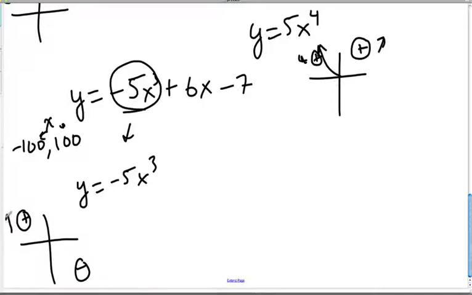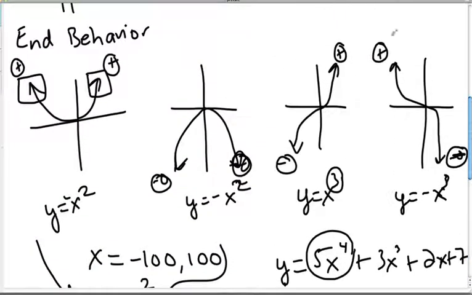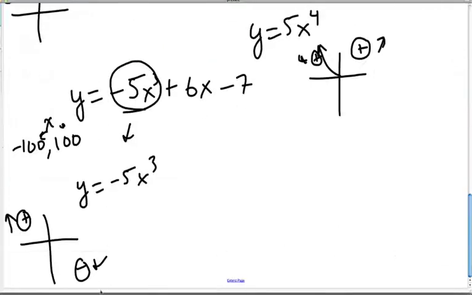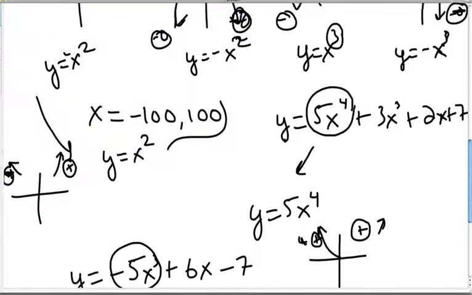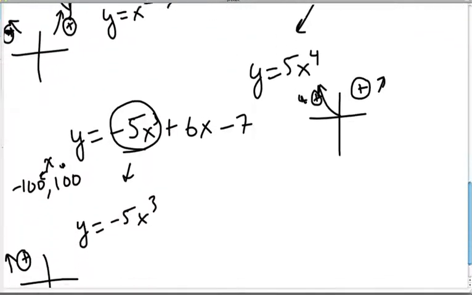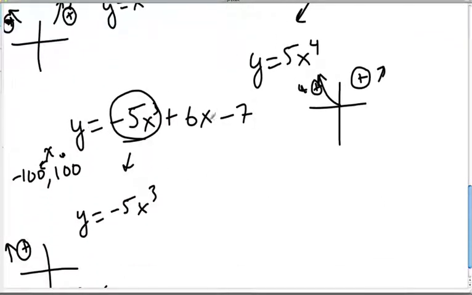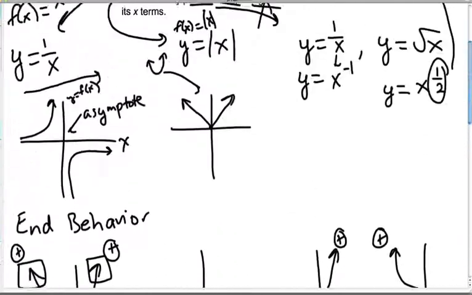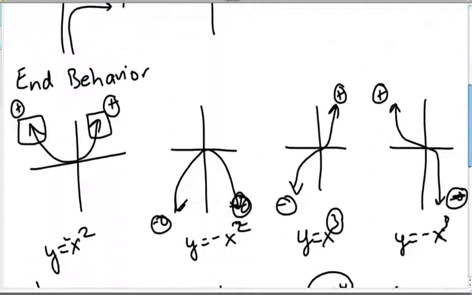So our end behavior kind of looks like this and this. It's opposite. But if you look back up here, negative x cubed: positive, negative, positive, negative. So don't worry yourselves about learning the end behavior and memorizing them. Just think about it. If you see an equation, plug in two values of x and see what the final end behavior is going to be from there.